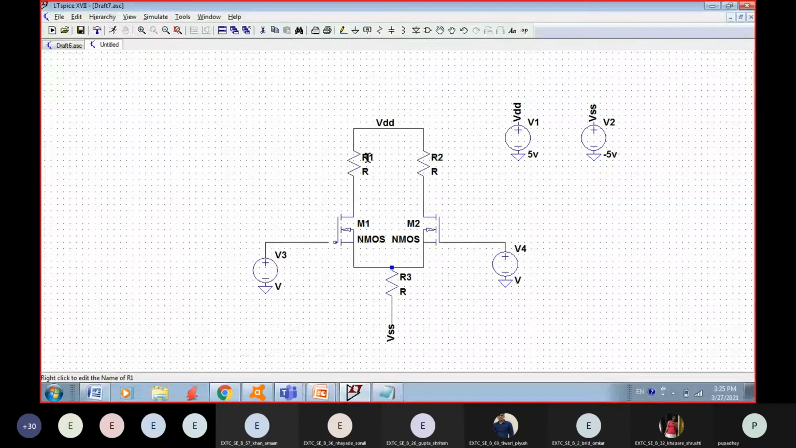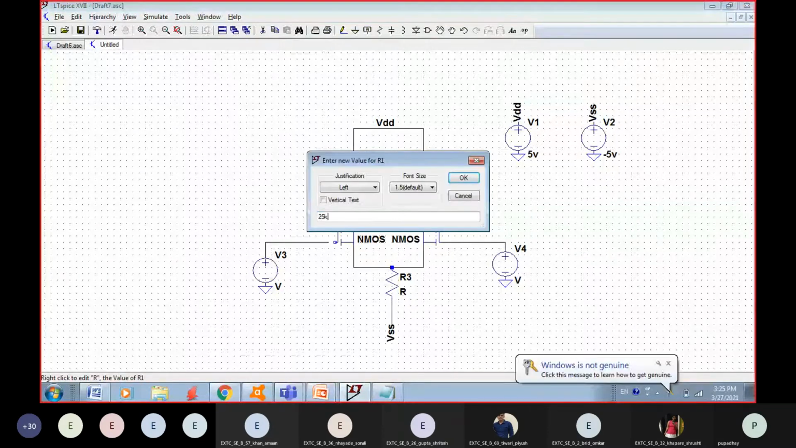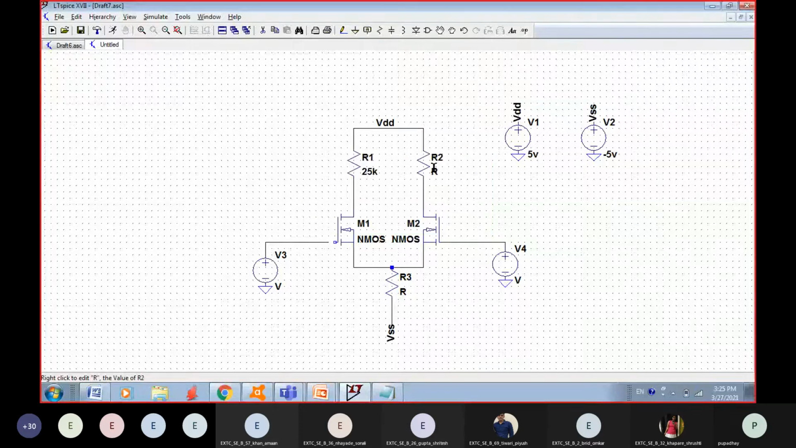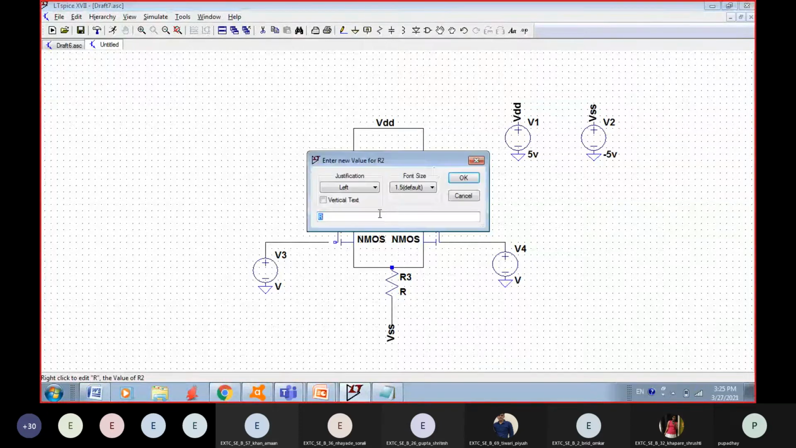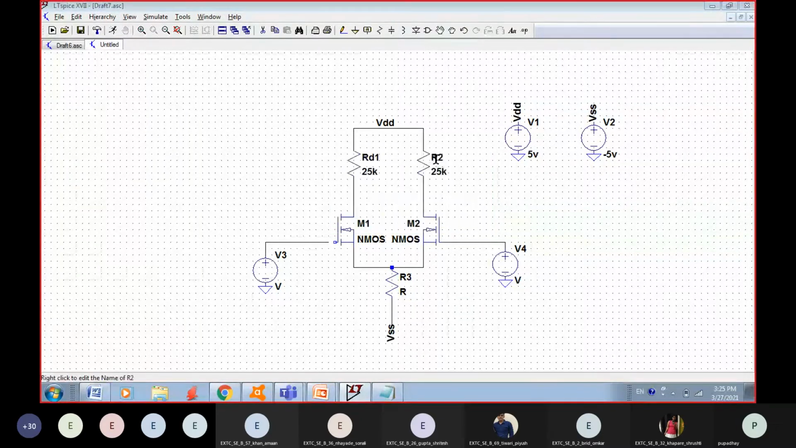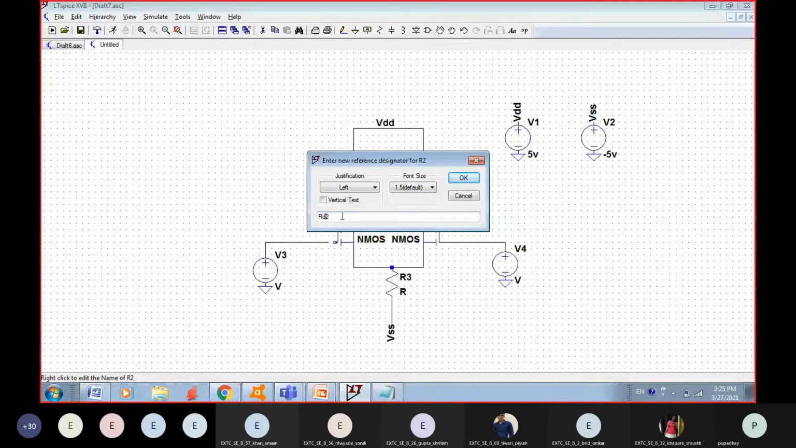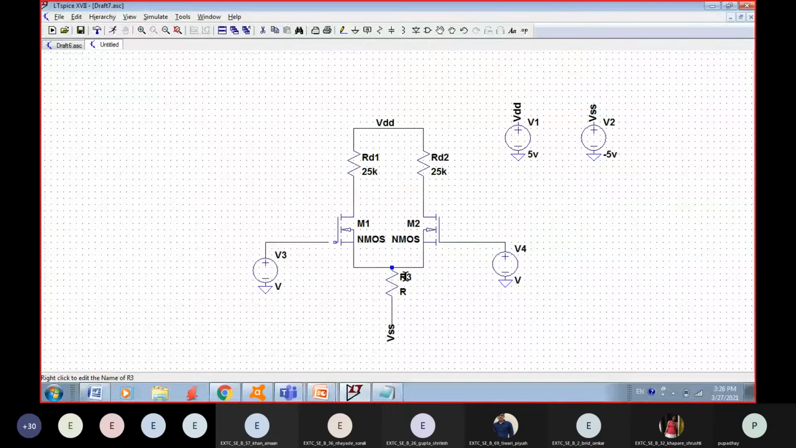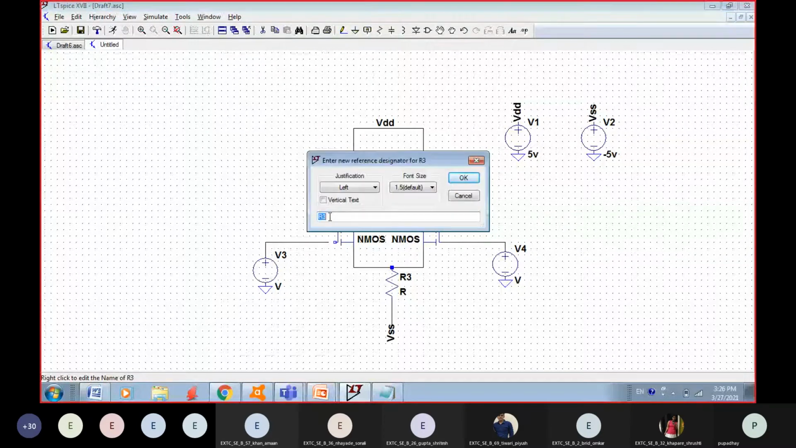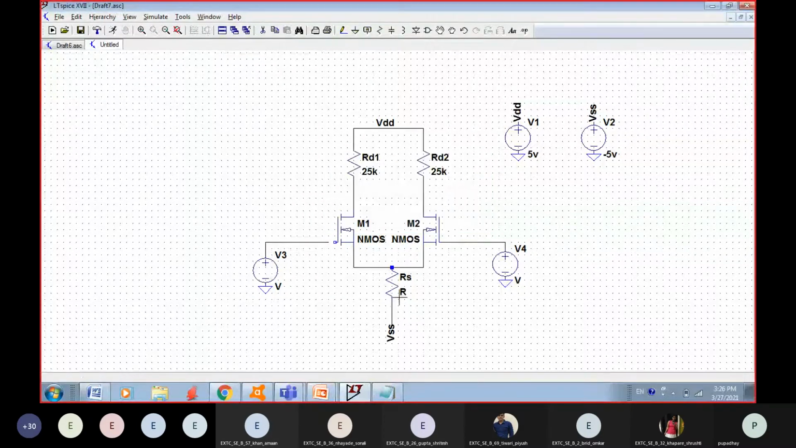Okay. And this value was 25K. This was also 25K. Give them a name RD1 and RD2 because they are drain resistance. And this is RD2. Okay, this one is RS. Value is 20K.